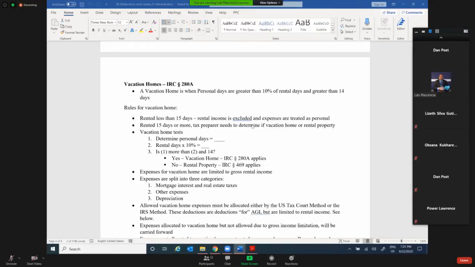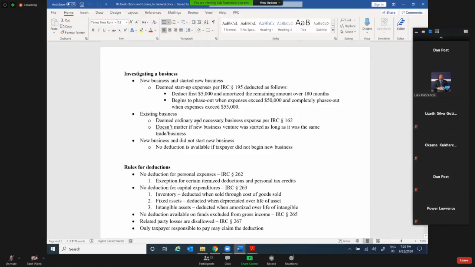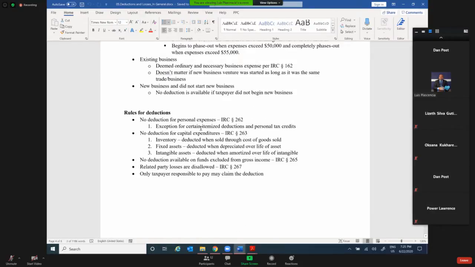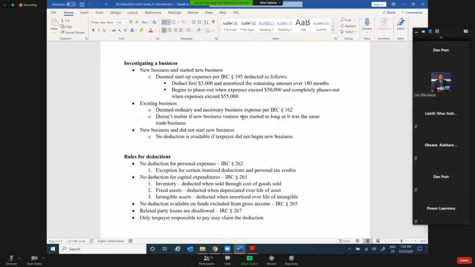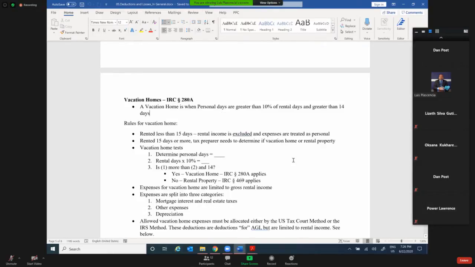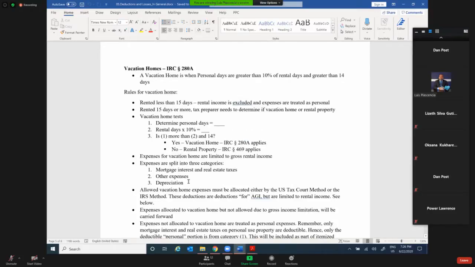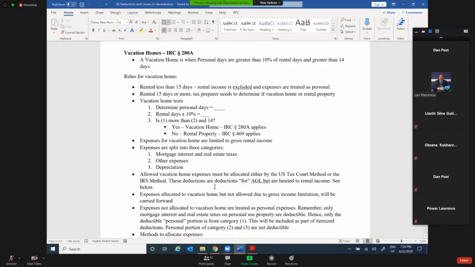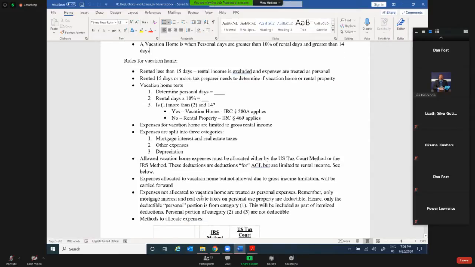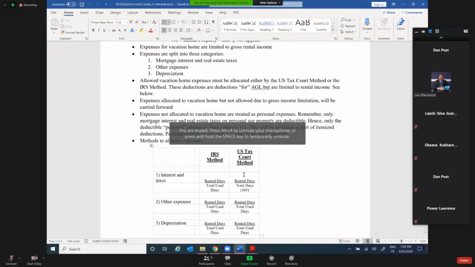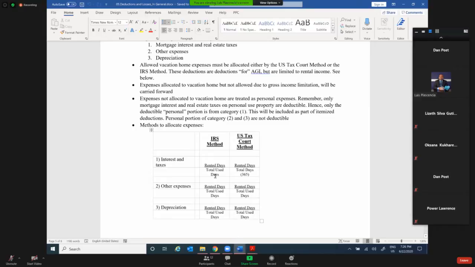Rented 15 days or more, the tax preparer needs to determine if it's a vacation home or rental property. You run through these tests, but this is all you're really doing here: is the personal days more than 10% of rental days? If so, you don't have to run through this test, but it does help. And you go through these expenses: mortgage interest and taxes, other expenses, depreciation, no net loss. Whatever is not allocated to the vacation home is personal. Whatever is allocated to the vacation home and not deductible is carried over to the future year. Remember this particular equation. We're going to walk through this in a few minutes.